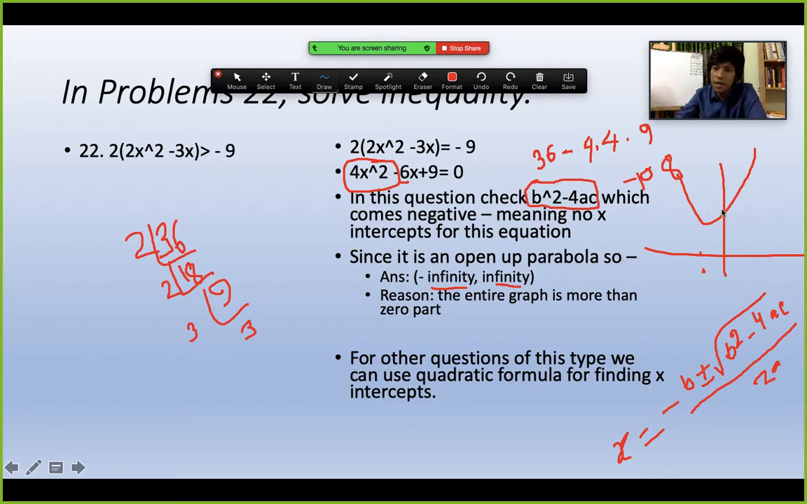So we know that this entire graph spans minus infinity to plus infinity. That's why the solution of this function is minus infinity to plus infinity.